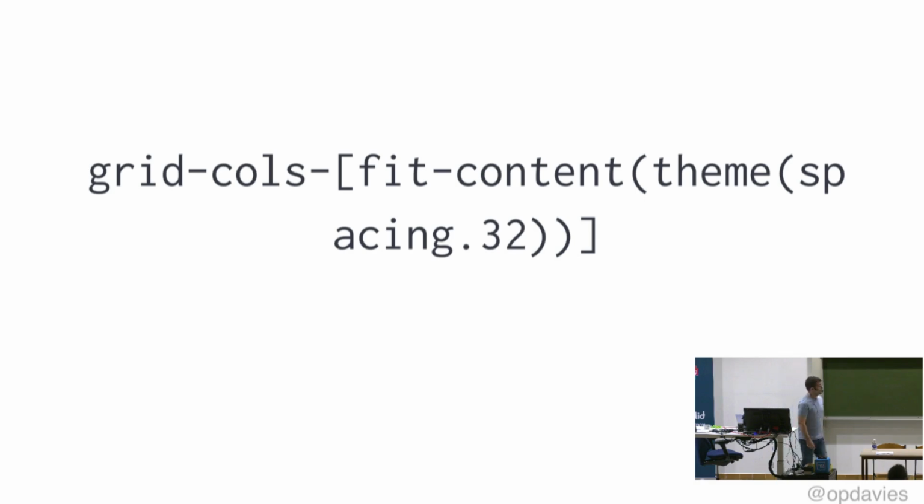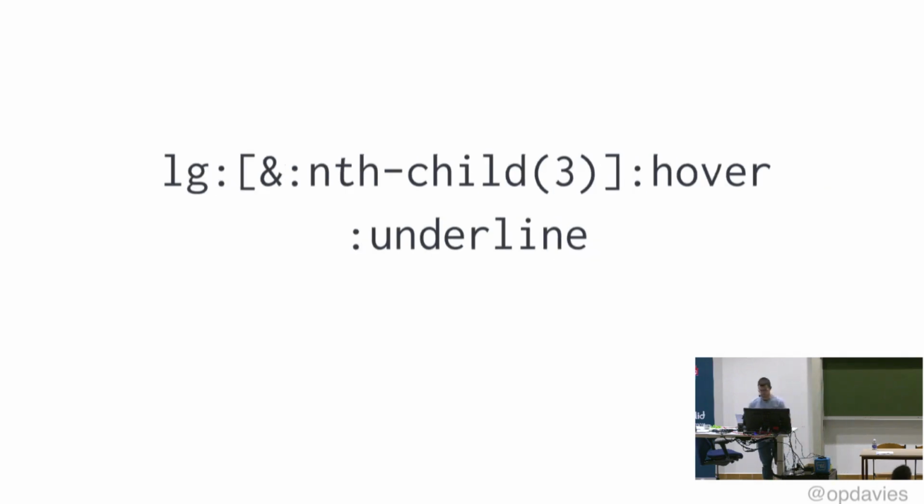Apologize for the wrapping. But we can also use the theme function that Tailwind gives us, and we can get values out of its configuration as well. So there's a configuration value for spacing 32, which equates to 1000 rem. I don't know what it is, but we'll use that in that place.